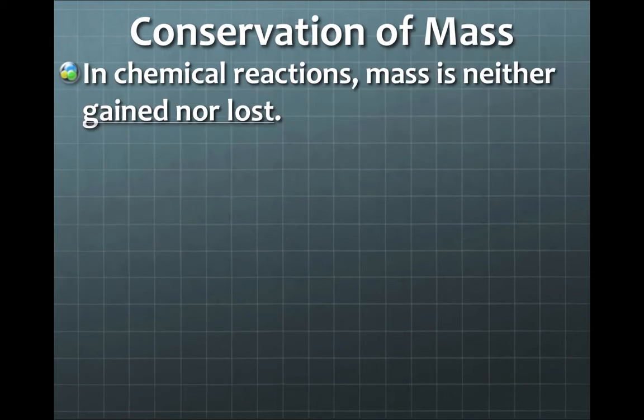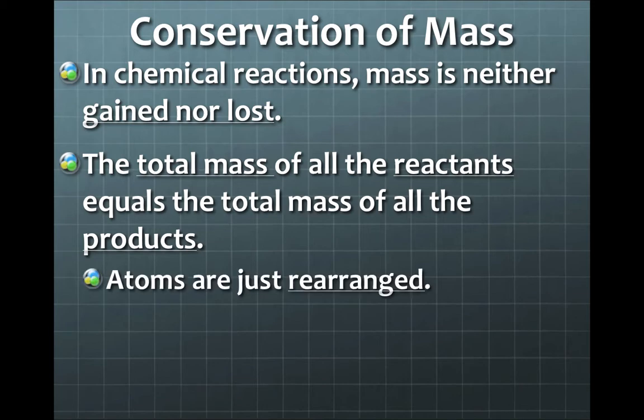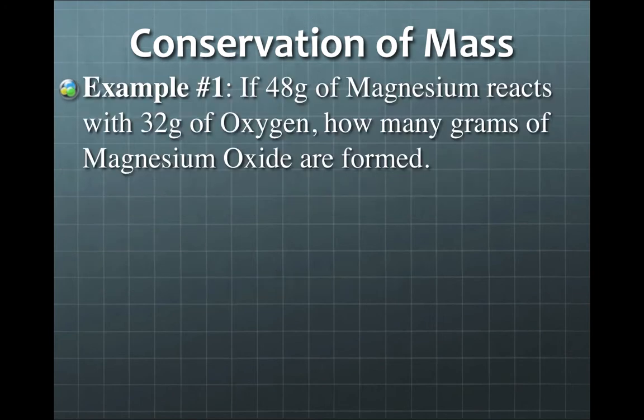Now, as I said, in chemical reactions, mass is neither gained nor lost, can't be created or destroyed. So the mass of the reactants has to equal the mass of the products. The atoms just get rearranged. Chemical bonds are broken, new chemical bonds are formed. They're neither created nor destroyed. So if I give you a simple example like this, you should be able to figure out the missing variable.